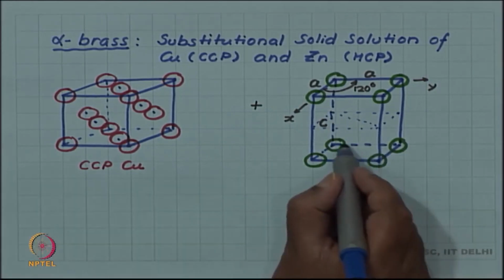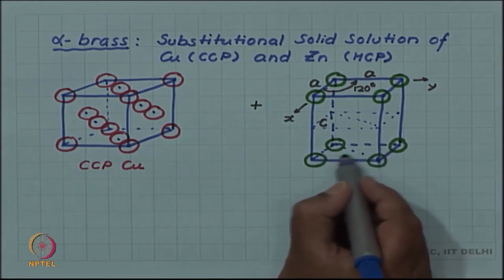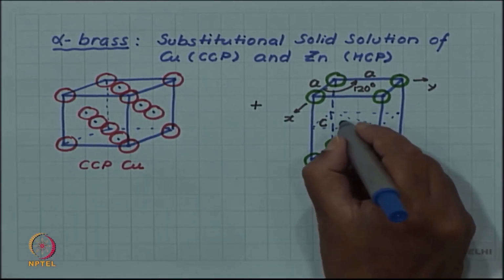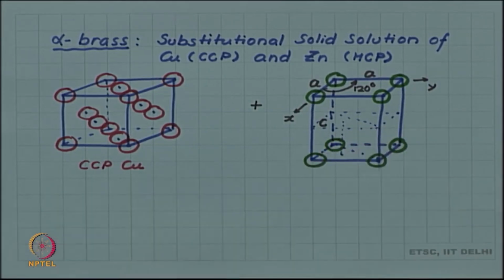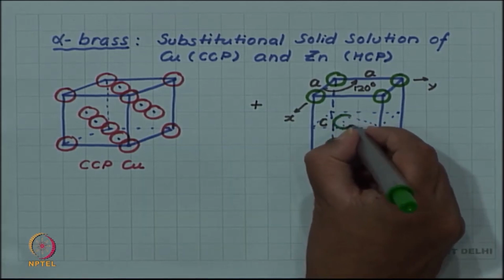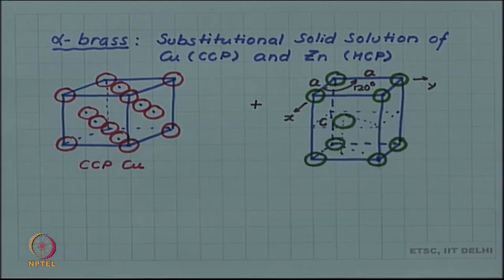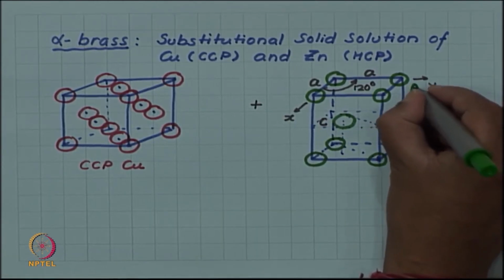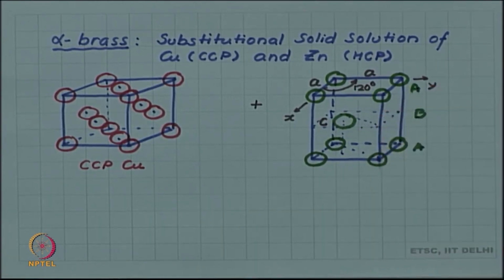So, two kinds of triangle are there, the B and C triangle. If we take the centroid of the B triangle and go up half the way up in the unit cell, that is the location of that mid B plane. So, A, B, A is stacking of the zinc atom.